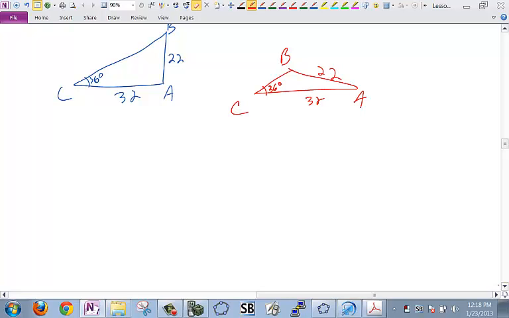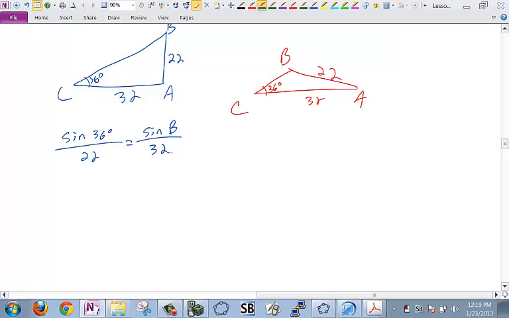Reciprocal. Look at what you have. You have a side angle opposite pair, and you have another side. You're going to use law of sines, right? According to law of sines, the sine of 36 degrees divided by 22 is going to be equal to the sine of B divided by 32. That's enough information to solve for B.